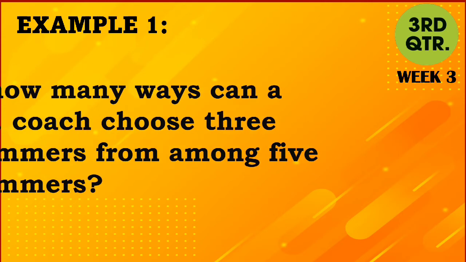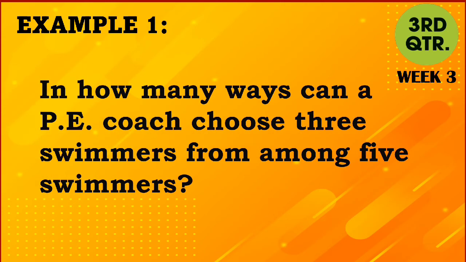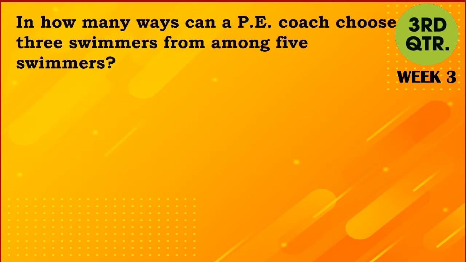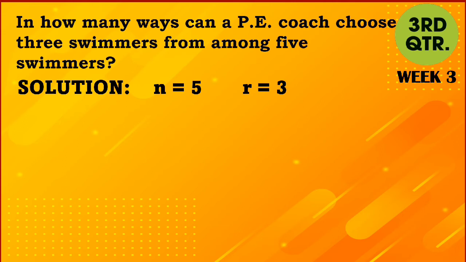Let's have some sample problems. Example number 1. In how many ways can a PE coach choose 3 swimmers from among 5 swimmers? In this situation, the total number of swimmers is 5, so your n is equal to 5. Your r is equal to 3. By using the formula, C of n, r is equal to n factorial all over r factorial times n minus r factorial, let us substitute n and r.